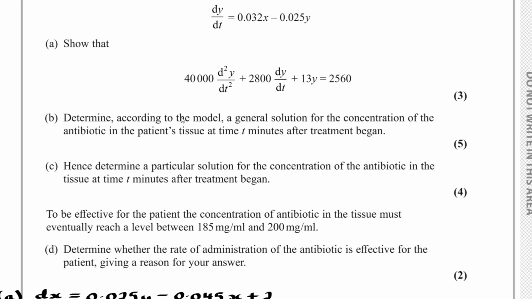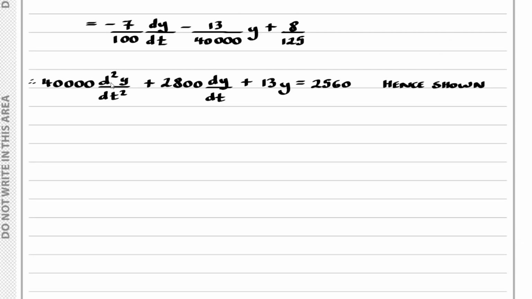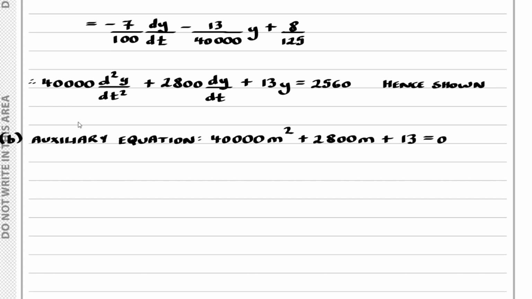Part B, determine according to the model a general solution for the concentration of the antibiotic in the patient's tissue at time t minutes after the treatment began. So we need to solve this differential equation to find a general solution. If we find our auxiliary equation, we have 40,000 m squared plus 2,800 m plus 13 equals 0. And if I solve for m, we get minus 0.005 and minus 0.065.